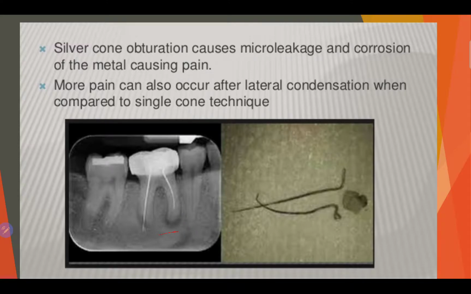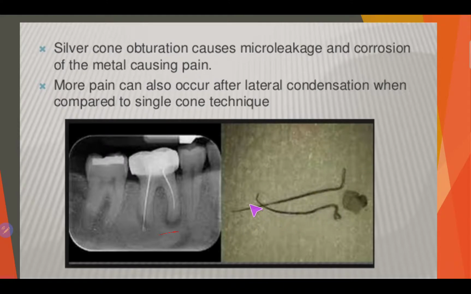Yes, there is. If we do a lateral condensation, usually we do the lateral condensation with gutta-percha, and we do a single cone technique in case of the silver cone. If we tried to do a lateral condensation using a silver cone, it will be so painful and it will be impossible. So as I said before, the single cone technique is used with the silver cone only.